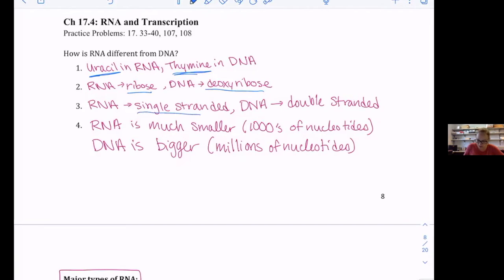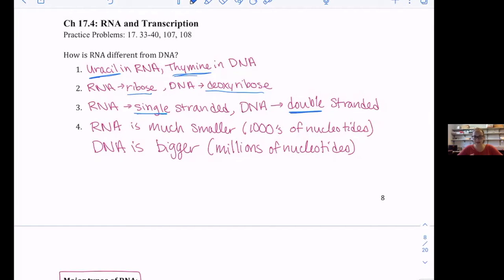We just talked about how DNA is a double helix, meaning there are two strands of DNA. RNA is only a single strand. And additionally, RNA is much, much smaller. It's only in the thousands of nucleotides, whereas DNA is bigger, more like the millions. I like to think of this as an encyclopedia. DNA is like the full volumes of the encyclopedia, whereas RNA is more like a single entry in that encyclopedia.